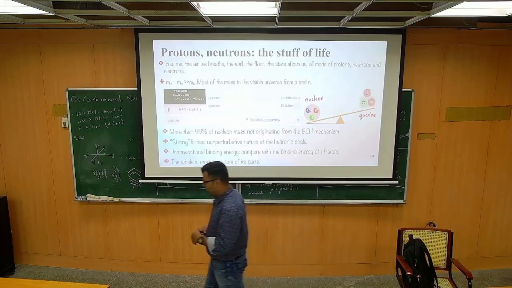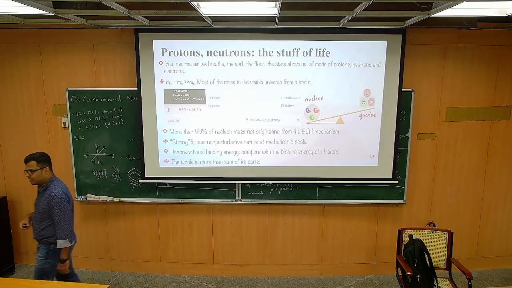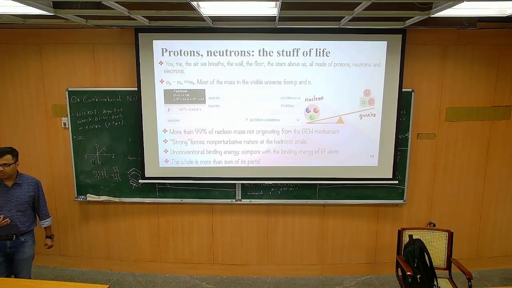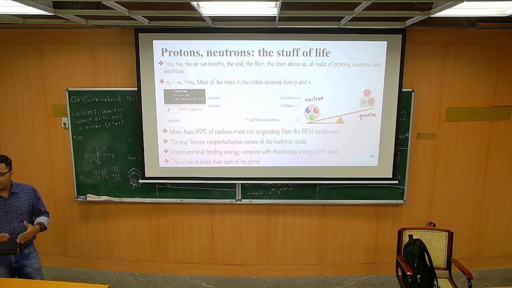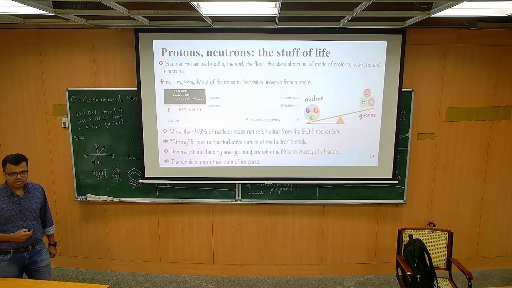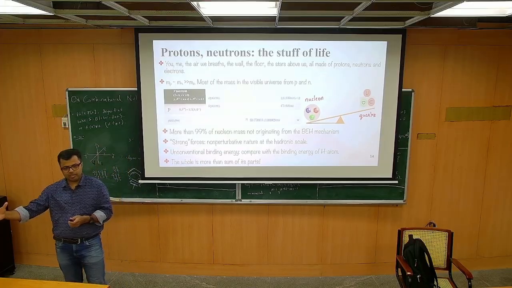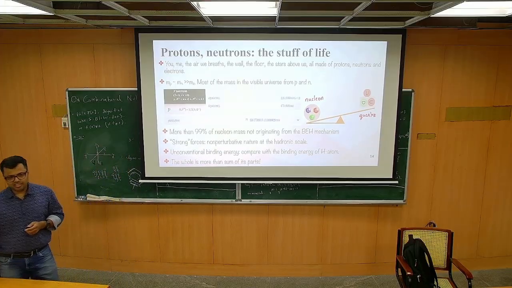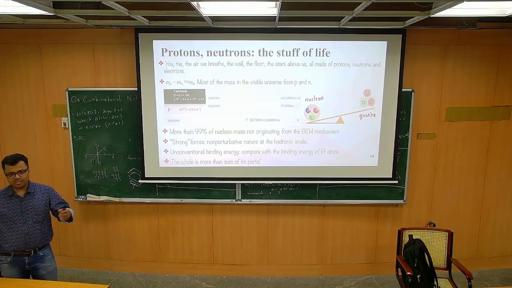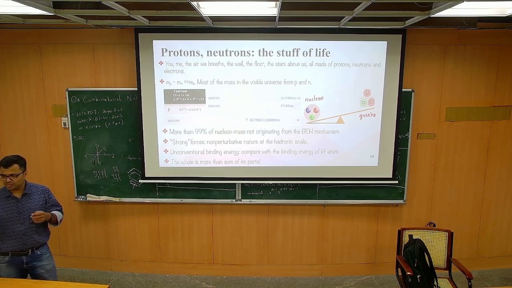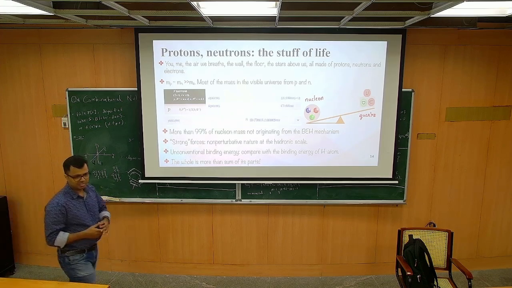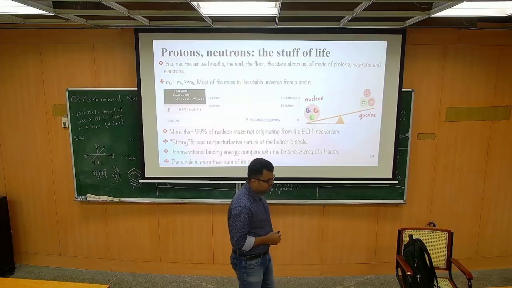Now, if you recall, the hydrogen atom binding energy was around 13 electron volts, which is about 10 raised to the power 6 lower than the mass of the hydrogen atom itself. Which means if you take a proton and an electron and compare its binding energy, the binding energy of the electron is several orders of magnitude lower than the mass of the proton and electron. Okay, which means we have a theory.